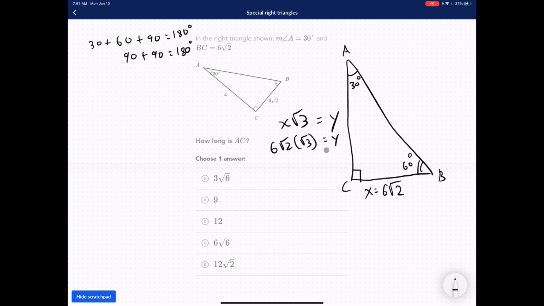We got 6 square root of 2 times square root of 3. But that's the same thing as this, which is 2 times 3. Right? And 2 times 3 is just 6, right?